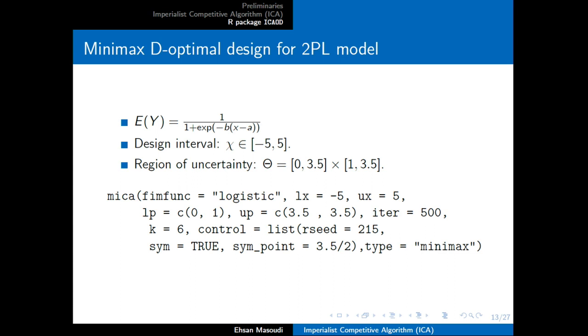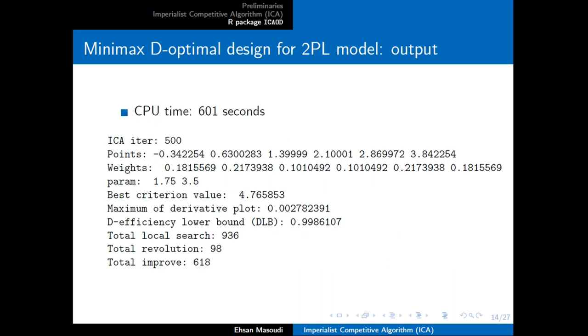Sometimes the optimal design is symmetric around a point. In the logistic model, it is well known that the design is symmetric around this point, so it is 0 plus 3.5 divided by 2. When you set this, you reduce the number of dimensions in the search space, and you will get the result faster. So I did that, and this is the result again.